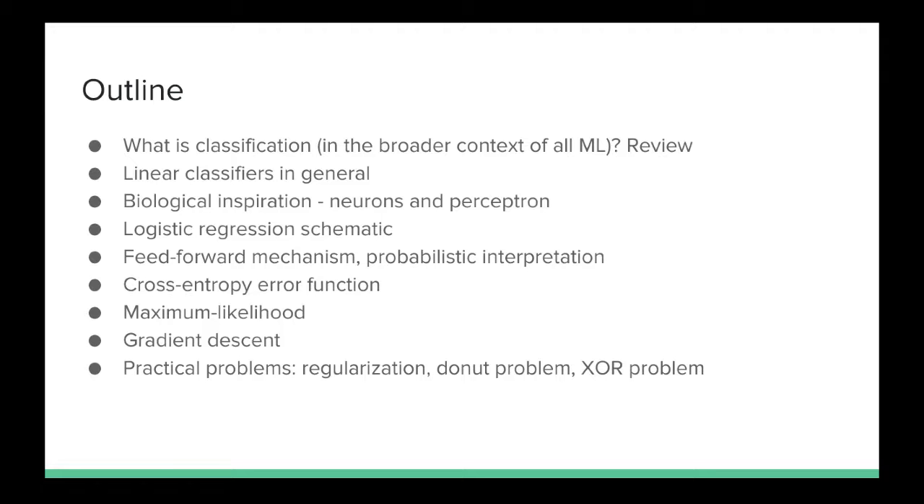Next, we'll look at the cross-entropy error function. And then we'll look at the maximum likelihood function and talk about the broader notion of an objective function. In essence, all machine learning problems try to optimize an objective function. The trouble is, what should be the objective function and how should we optimize it? And that is what we'll cover in the lecture after this one, how we use gradient descent to optimize the logistic regression objective. In the 3 lectures after that, we'll talk more about practical problems and examples surrounding logistic regression, regularization, the donut problem, and the XOR problem.